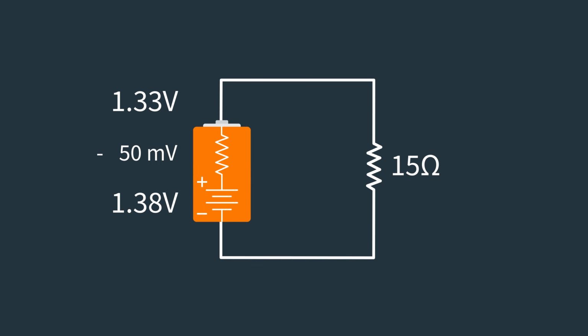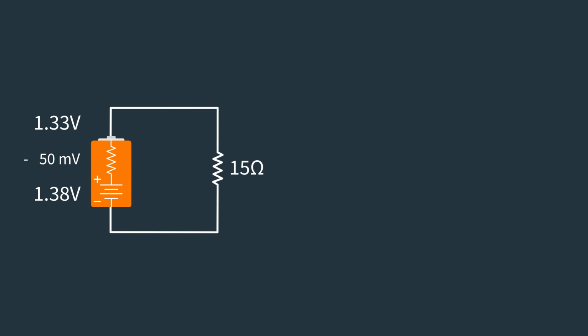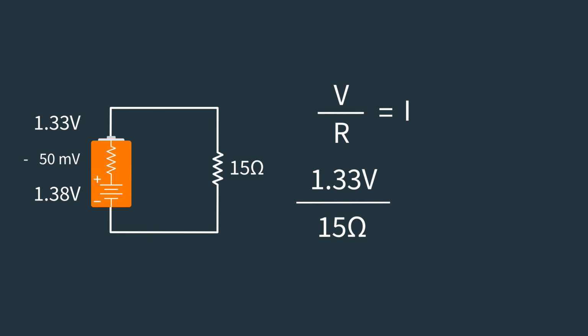So now that we have 1.38 volts without the load and 1.33 volts with the load, we can assume that we have a 50 millivolt drop over our internal resistance, because as soon as the current goes through, we are dropping 50 millivolts. So we can do plus minus 50 millivolts. We basically have a 1.38 volt input, a 50 millivolt drop over that internal resistance, giving us 1.33 volts over our 15 ohm actual load.